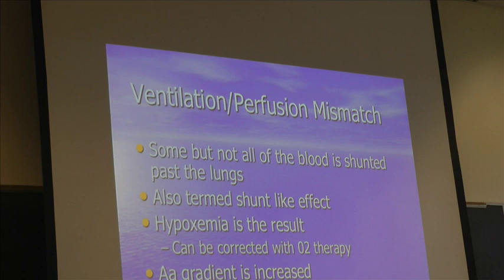It really doesn't have any application. You don't hear that being used in the hospital. You don't hear it on a test. But when you're reading in the textbook, it's going to mention ventilation perfusion mismatch as a shunt-like effect.